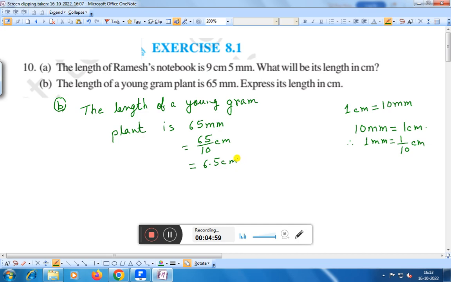Therefore, the length of the young gram plant is 65 millimeter, which can be changed into centimeter, that is divided by 10, 65 by 10 centimeter, we will get 6.5 centimeter. Therefore, the length of the young gram plant will be 6.5 centimeter. This is the solution of question number B.